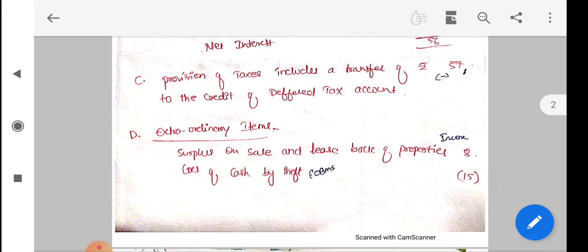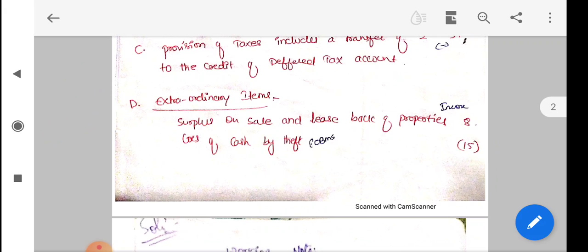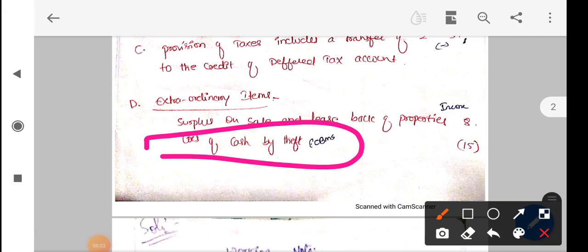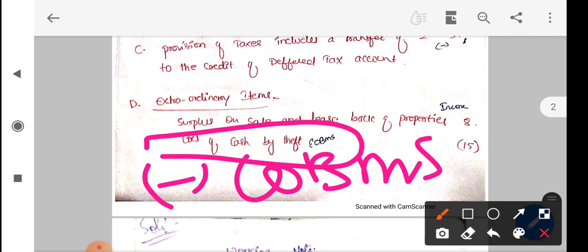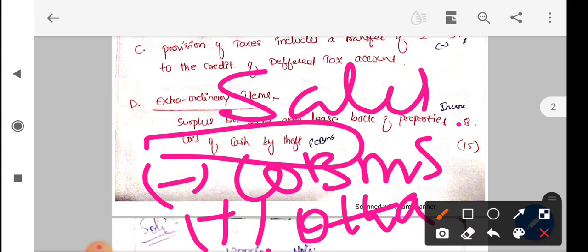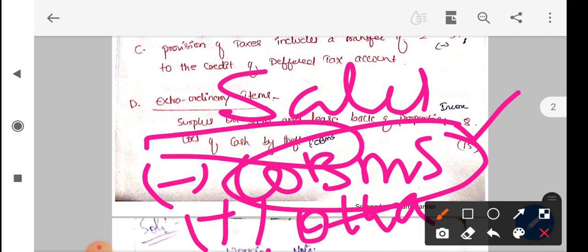Next, they have given us the loss of cash by theft. A loss has to be deducted from the profit, right? So you can deduct this in the cost of bought in materials and services. After sales, less cost of bought in materials, next we have other incomes. So we have to deduct this loss of cash by theft in the cost of bought in materials and services.